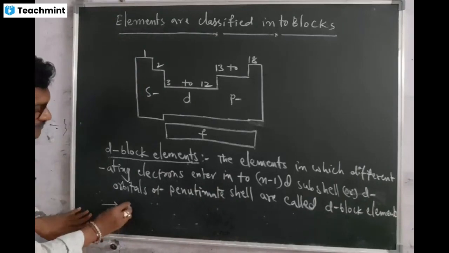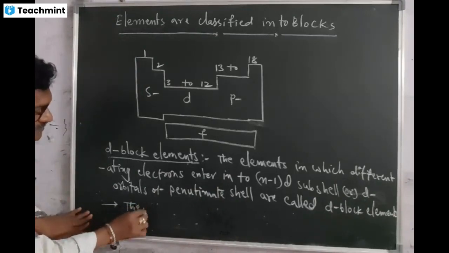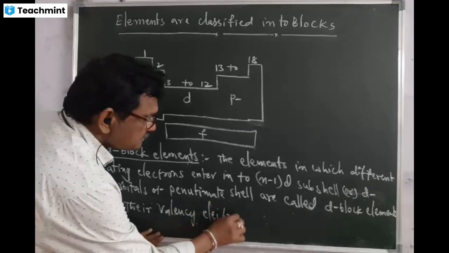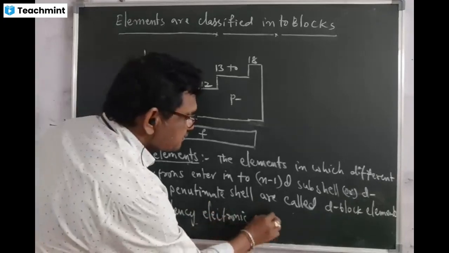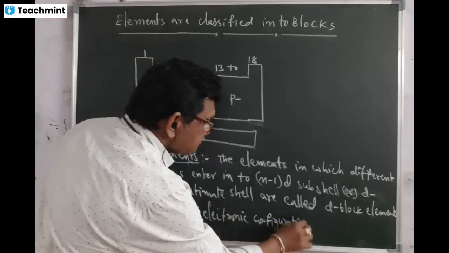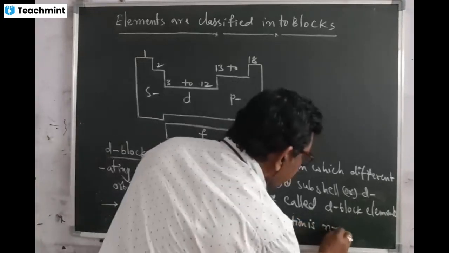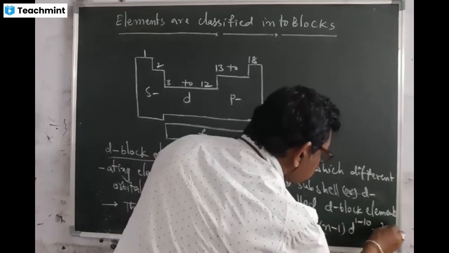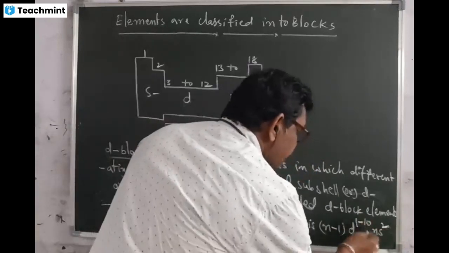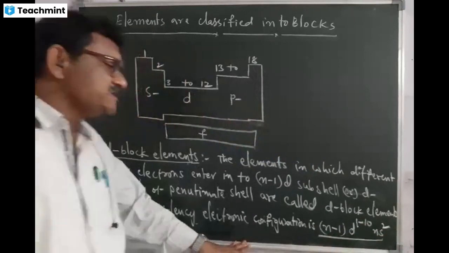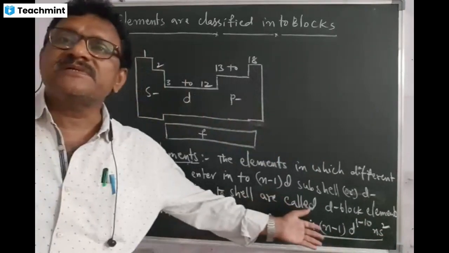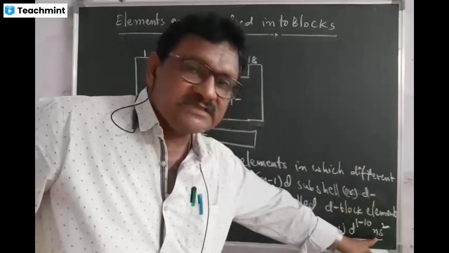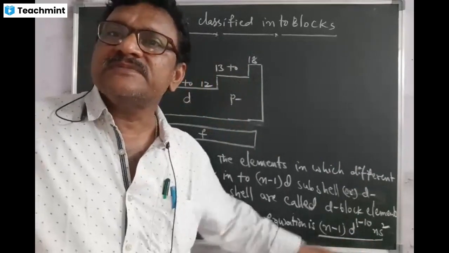Okay. Their valence electronic configuration, this is very important. You remember, their valence electronic configuration is (n minus 1) d 1 to 10 ns 2. This is a thing you have to remember. You should practice it a number of times. What is the valence electronic configuration of D block elements? (n minus 1) d 1 to 10 ns 2. Here you know n is the valence shell, and the (n minus 1) shell is the penultimate shell.